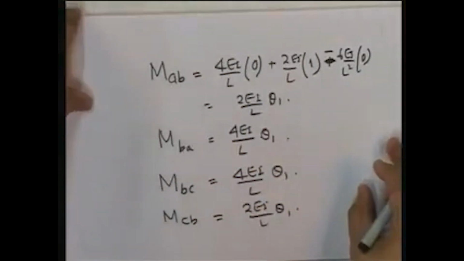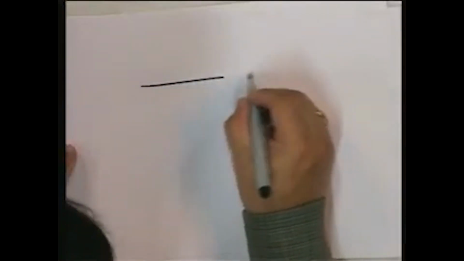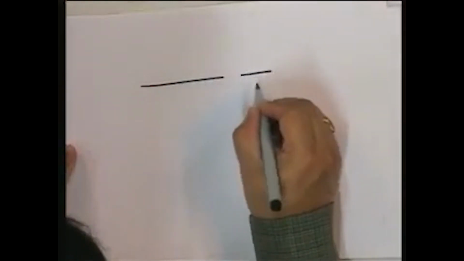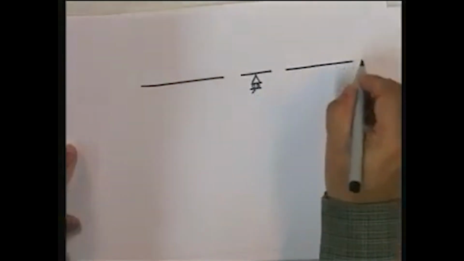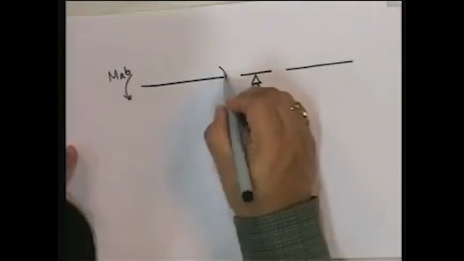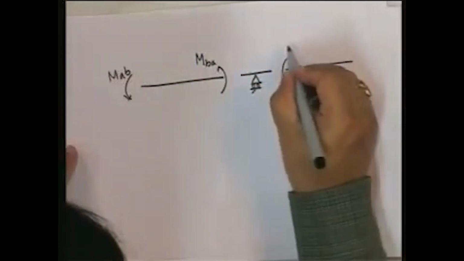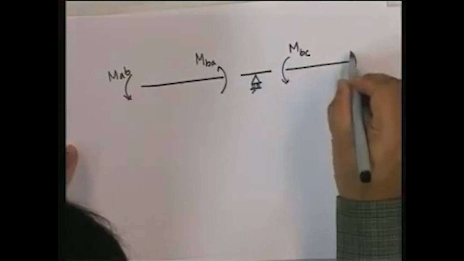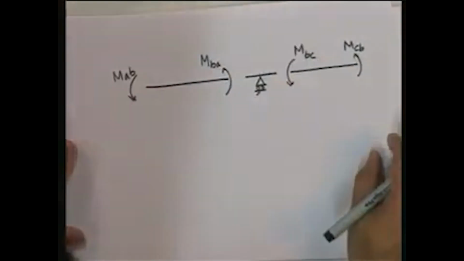Now, once I've got the member end moments, what do I do? Well, let's look at it. Let me draw it. I'm now drawing the original structure. The original structure is this way. And what do I have? I know MAB, I know MBA, I know MBC, I know MCB. I've got these in terms of theta 1.